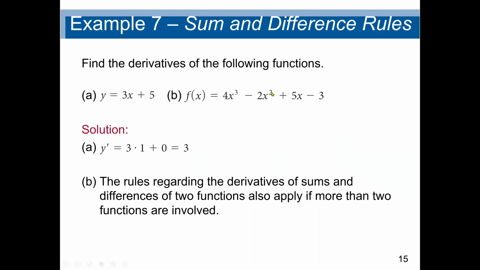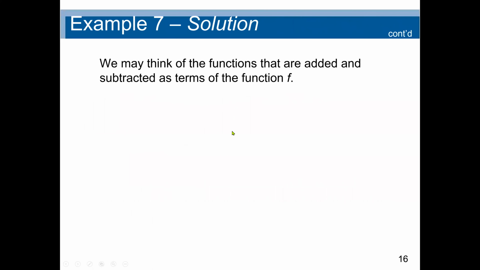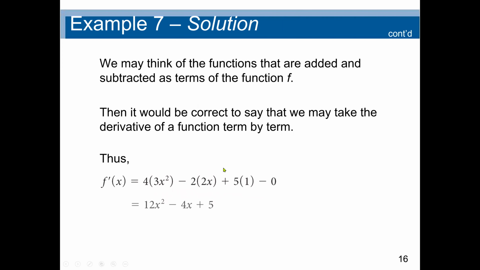Always remember the exponent, you subtract 1 from it. Even if the exponent is 1, like 5x, it will still be 1 minus 1. That's why the answer here is 5, because it will be 5 times x raised to the power 0. X raised to the power 0 is 1. So the answer will be again 12x squared minus 4x plus 5.